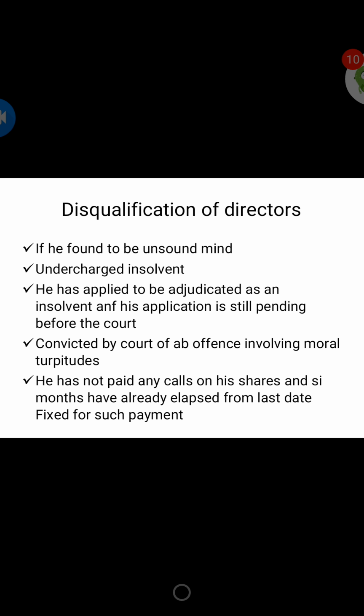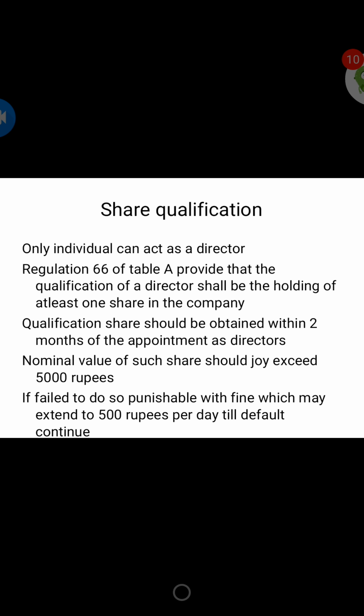One should note that holding a share warrant shall not be deemed sufficient qualification. Only shares must be held. Until the required number of shares are registered in the name of the director, he is not qualified. A joint holding of shares will be sufficient for share qualification if the articles are silent, which means if the articles permit.